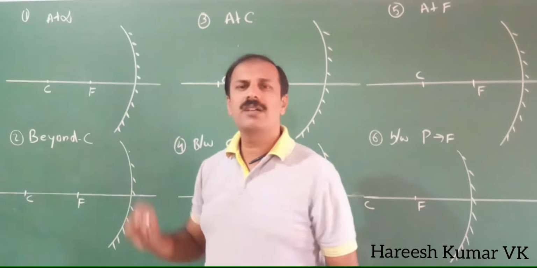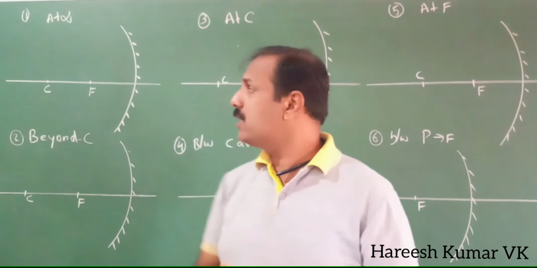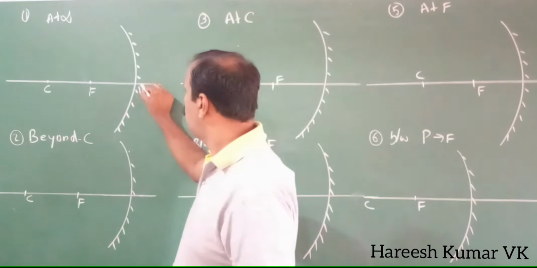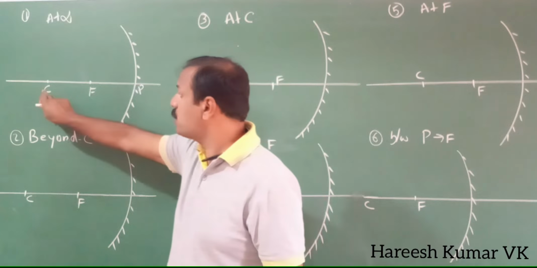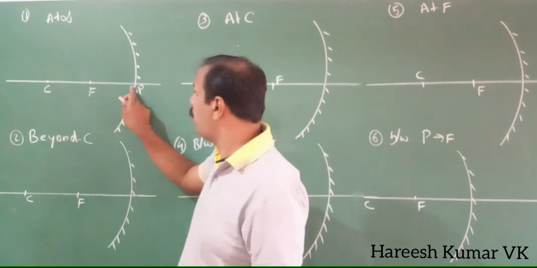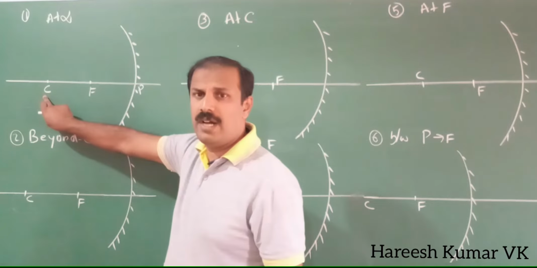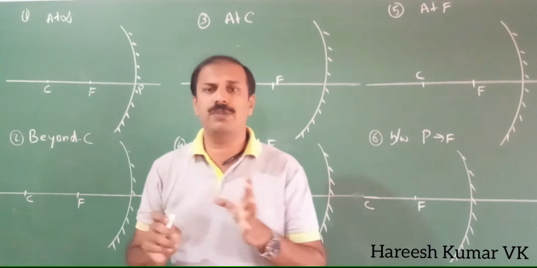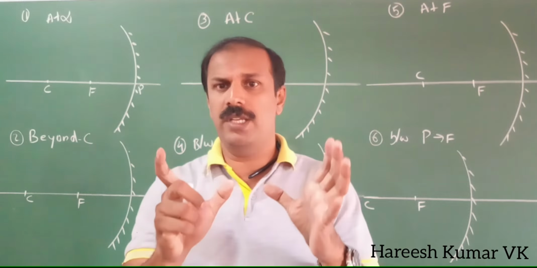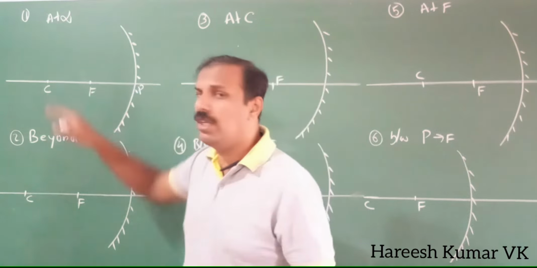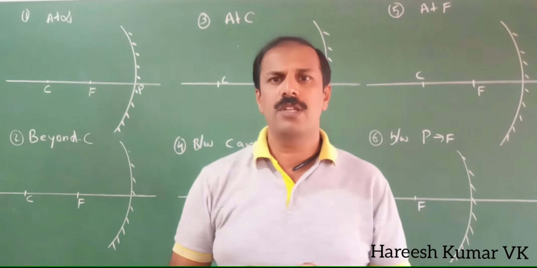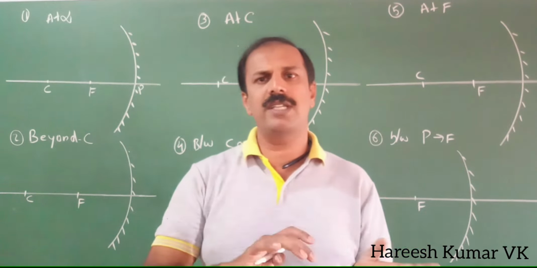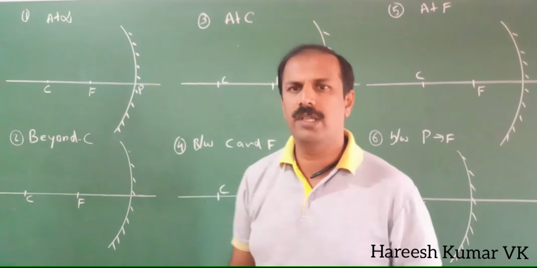Here we can write C itself. The distance from the pole to the focus is the focal length, and the radius of curvature, that is the distance from the pole to the center of the sphere, will be 2F. That you have to remember. 2F means the distance from here to here. So if an object is kept at C, it is the same as the object kept at 2F. If I say 2F or C, you should remember that both are the same.